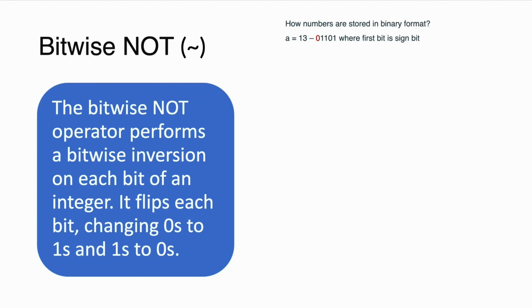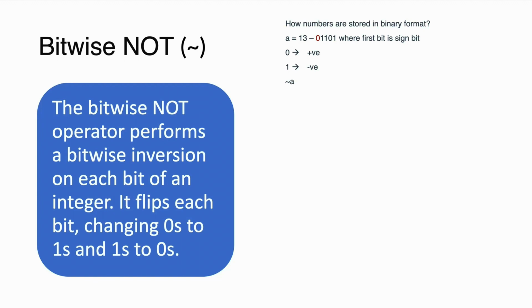So you can always remember that whenever the binary representation of any particular number is stored in memory, the first bit of that binary represented number will always be the sign bit, and 0 would mean that it is a positive number and 1 will mean that it is a negative number. So this is one of the basics that we have to understand before we understand the bitwise NOT operation.